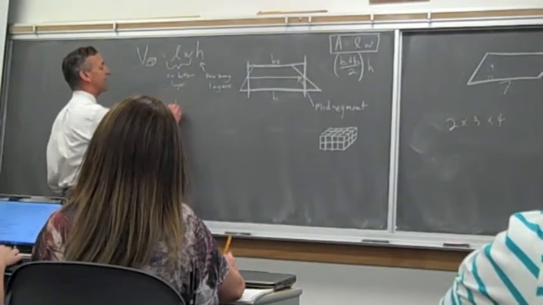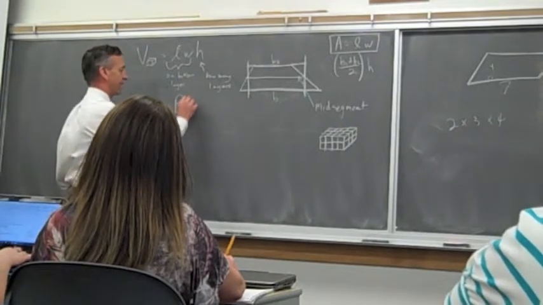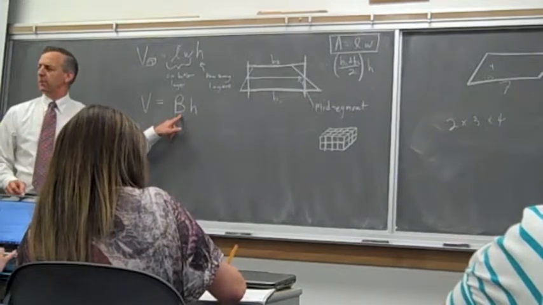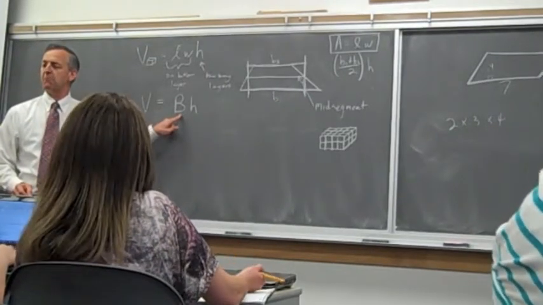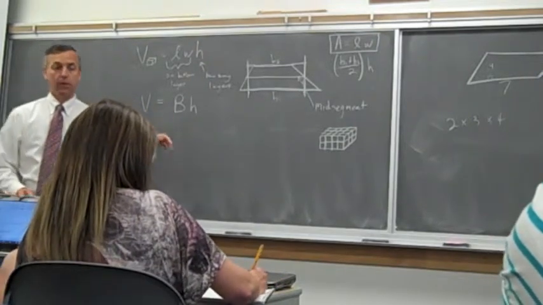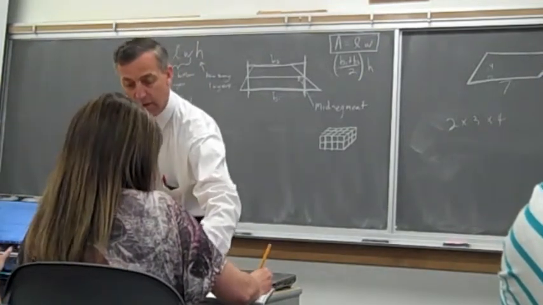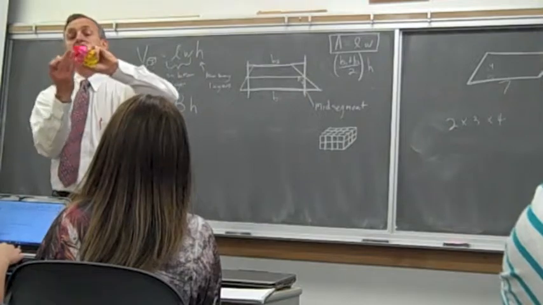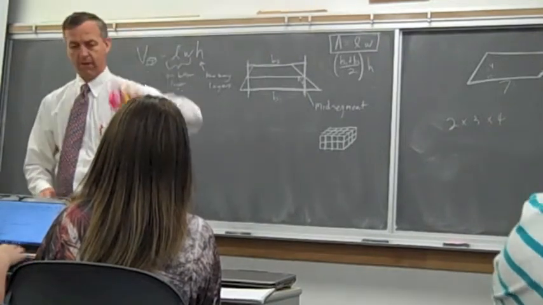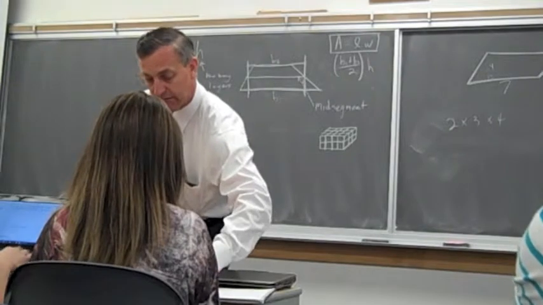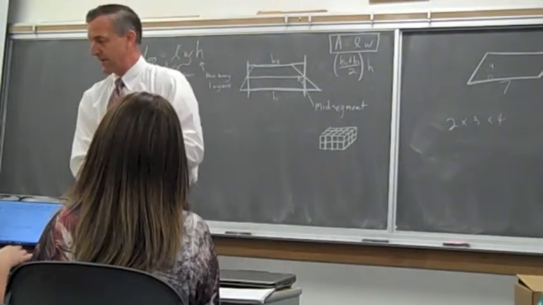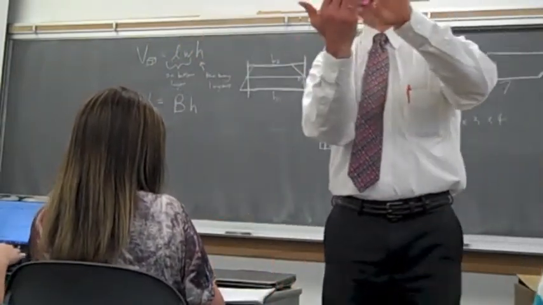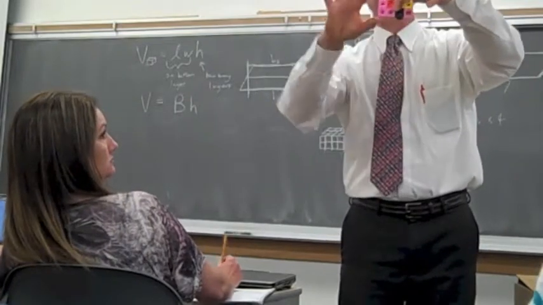We're going to use a capital B. When it's capital, we're going to have it mean base area. If yours is sitting like this, if I tip it up, what's her base area right here? 12. That base area is 12. So 12 on the bottom layer times 2 layers.